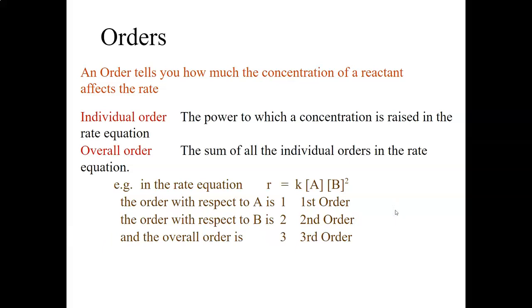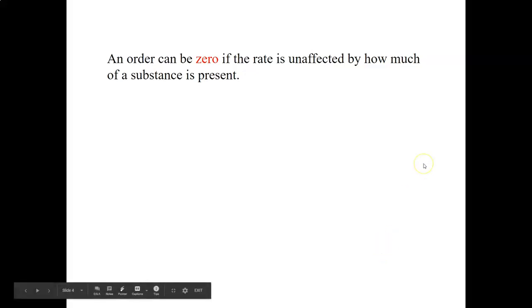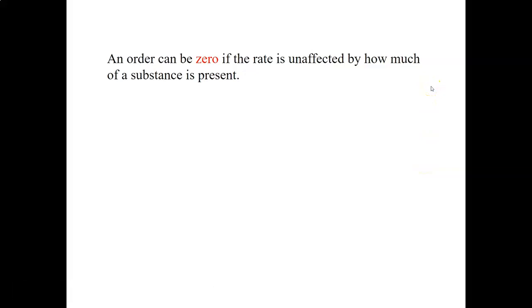And here's the tricky bit. The overall order is third order. Okay, 1 plus 2 equals 3. I hope you didn't need your calculators to do that. Now you can have an order of 0. That means the rate is unaffected by how much of a substance is present. And we'll find out circumstances where that occurs and how that's linked into the reaction mechanism.